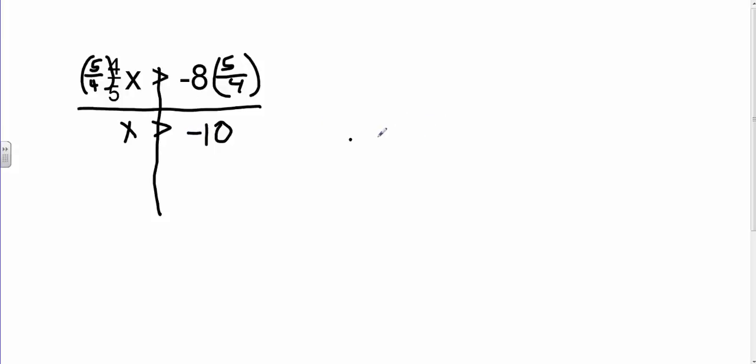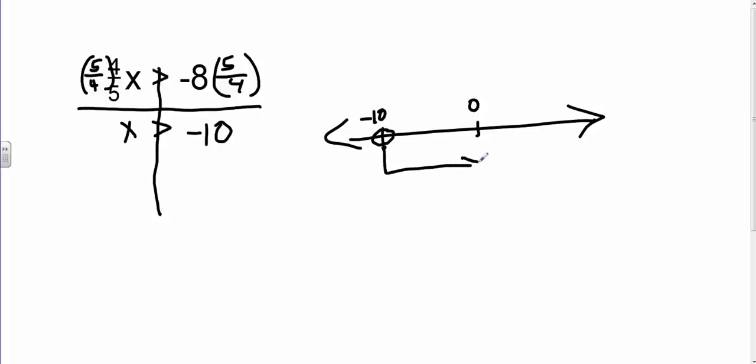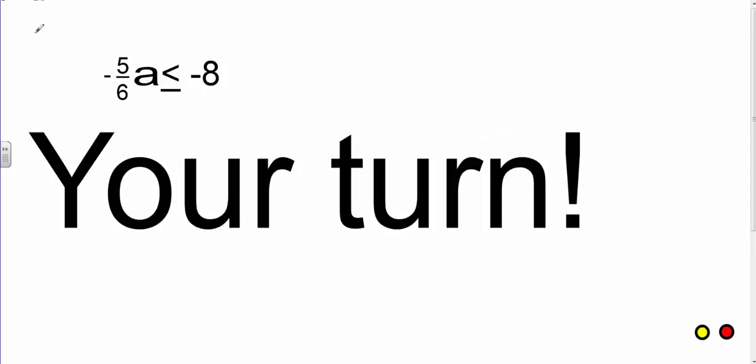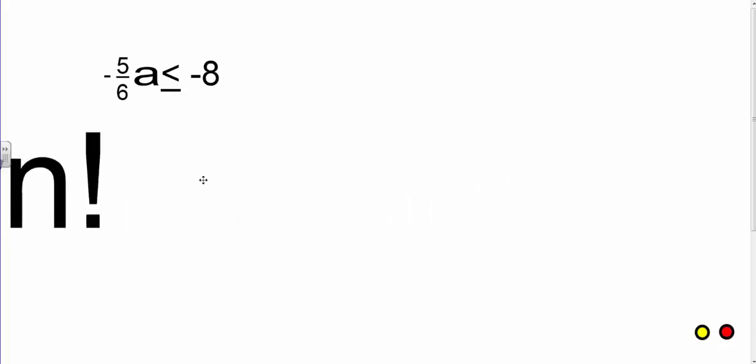So we come over here to graph. We've got 0. We've got a lot of negative numbers this time. Negative 10. Open circle because it does not say or equal to, and indicate to the right because it says greater than. Your turn. Pause the video, try it, come back.